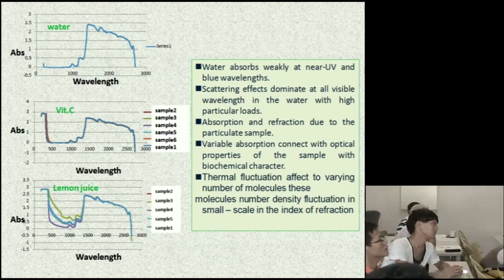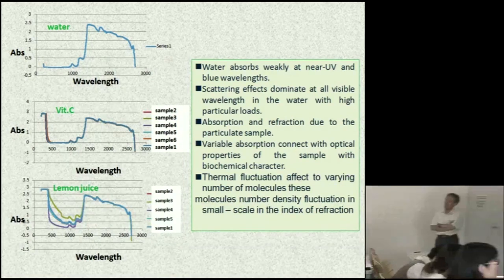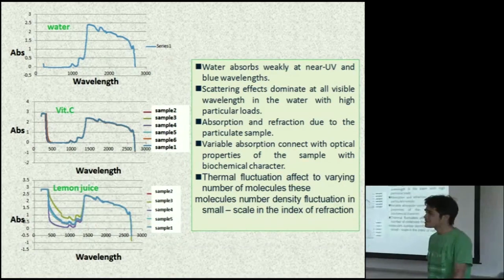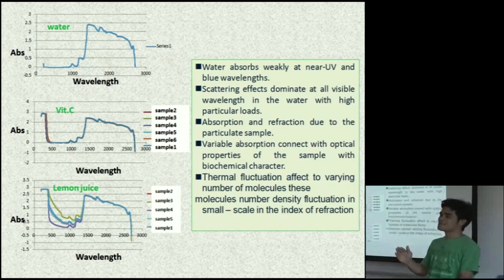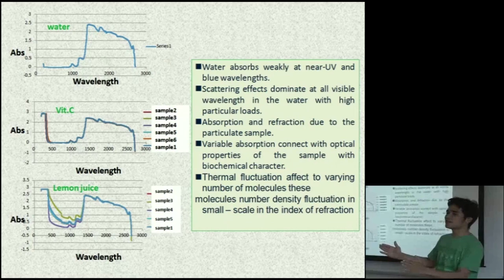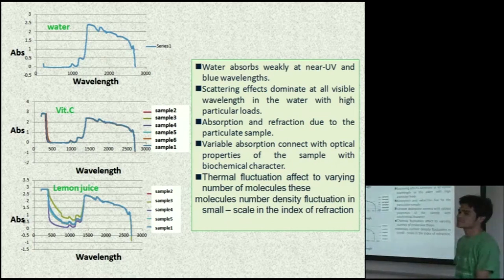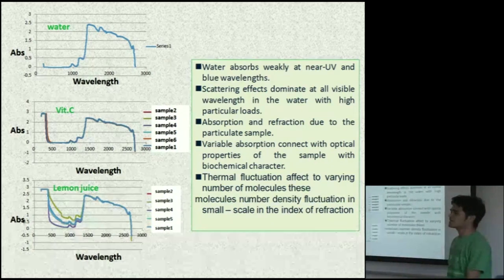Yes, in the visible region, I think this depends on the color of the juice. I think there are many kinds of juice color. So that's why there are several variations in the visible region because of color, I think.